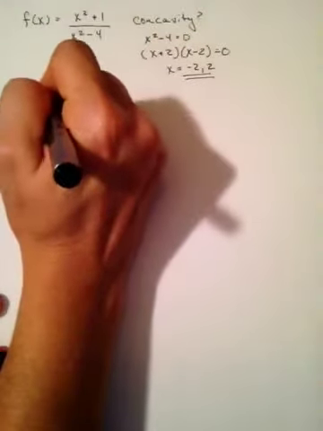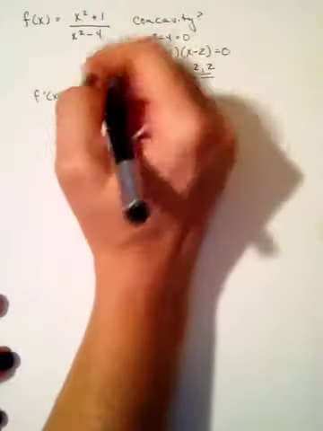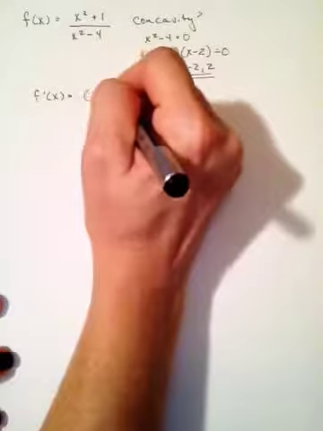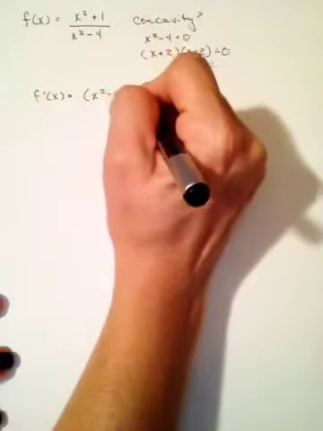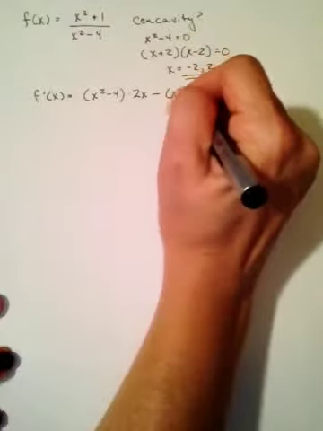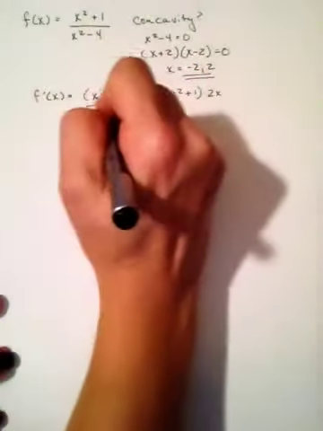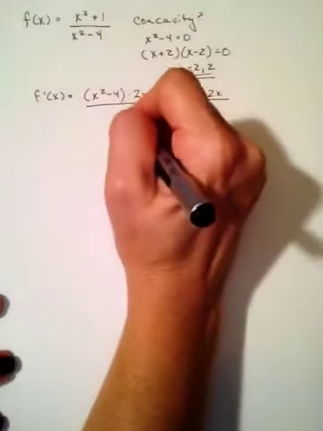So I'm going to start with the first derivative. So f prime of x equals, and I'm going to use the quotient rule. So it's the bottom function, the denominator, times the derivative of the numerator minus the numerator times the derivative of the denominator over the denominator squared.